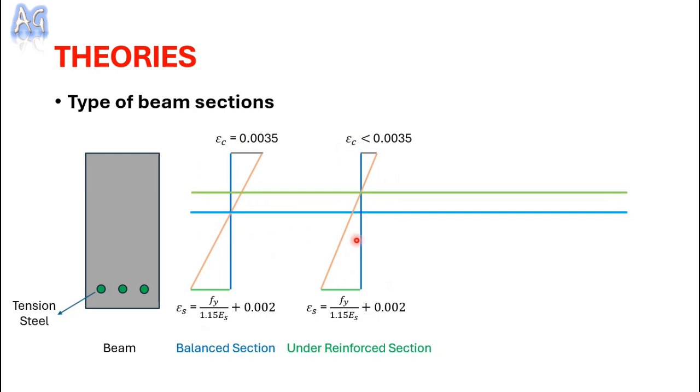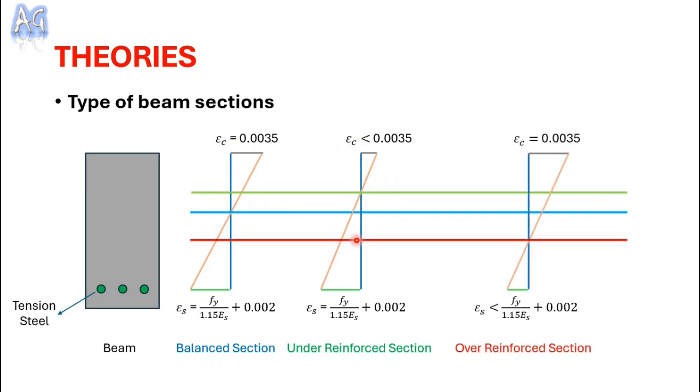And there is another case, when concrete reaches the maximum strain value, but steel does not reach the maximum strain value. It means the steel strain value will be less than the maximum strain value of steel. And here you can see concrete has reached the maximum strain value, but steel has not.